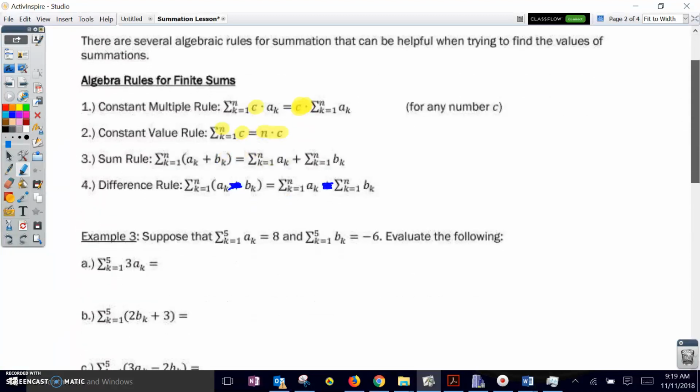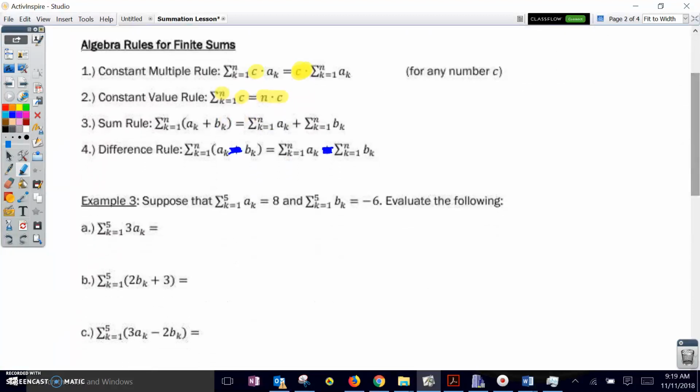Alright, so let's look here at example 3. We're given in this problem two summation values. We're told that the sum from 1 to 5 of a sub k is equal to 8, and the sum from 1 to 5 of b sub k is equal to -6. We don't actually know what the arguments of our summation are here, so I can't find the values of these sums for other upper and lower limits of summation. So all I'm going to do is use my properties to find values here.